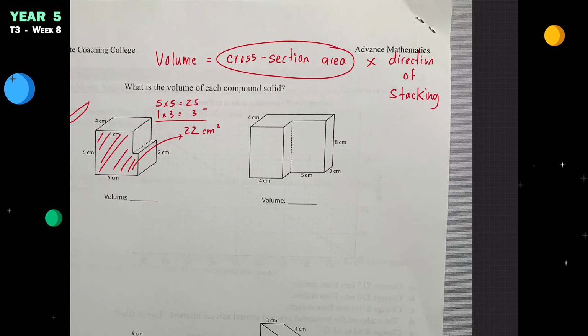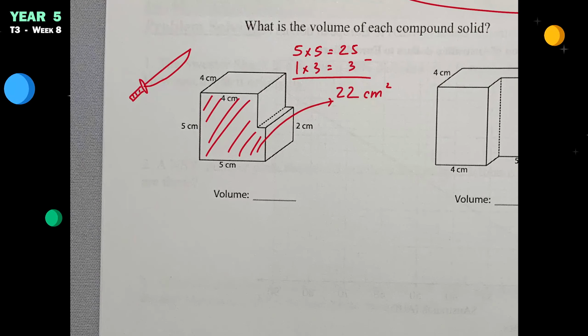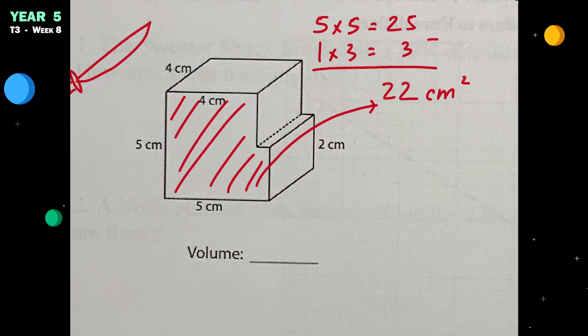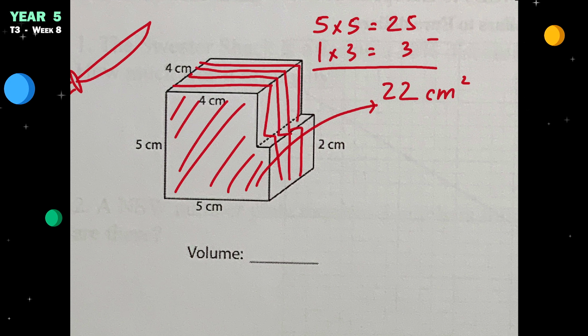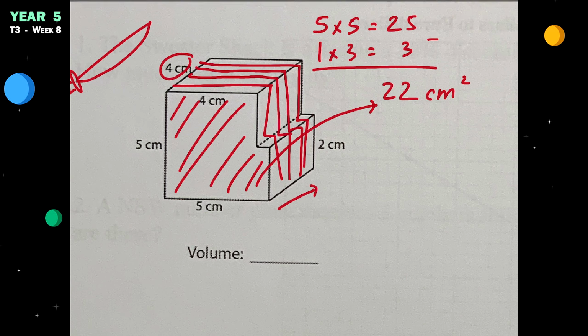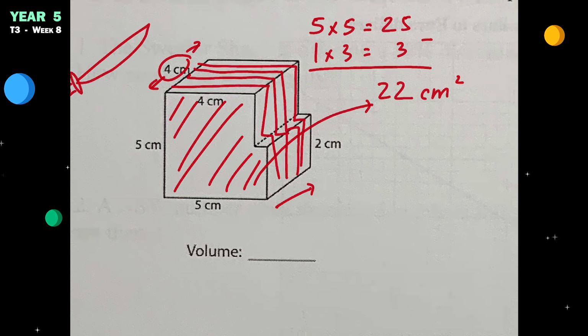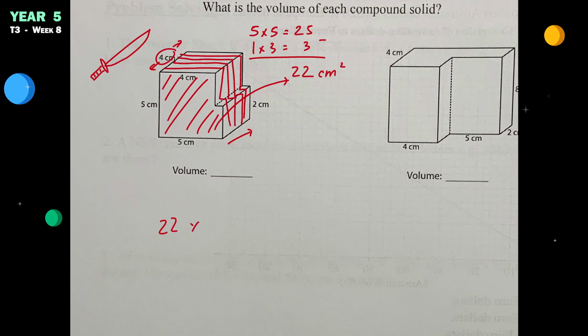Now we have to multiply by the direction of stacking. What's the direction of stacking? Well, you can imagine we're stacking it this way. I'm just going to do a very quick sketch there. We have a bunch of these shapes stacking in this direction. So we multiply by this number, and you can see that number is 4. So we take 22, times it by 4, and we get our answer there.